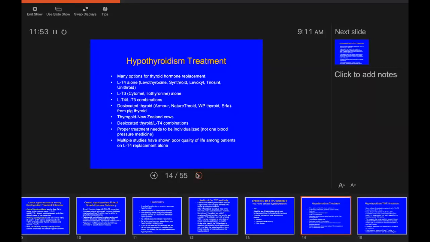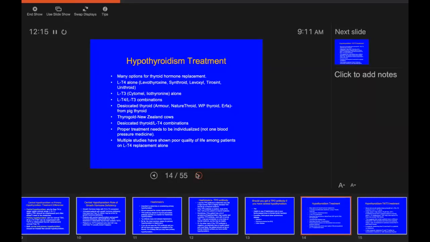I forgot the company's name, Lannett. So Lannett makes a generic levothyroxine. It's the same as Unithroid. So if your insurance requires you to get generic, you can have a doctor write for Lannett brand levothyroxine and you'll get the Unithroid. We'll talk about why I don't recommend T3 alone, Cytomel or liothyronine. We'll talk a lot about T4, T3 combinations. And then we'll talk about desiccated thyroid.